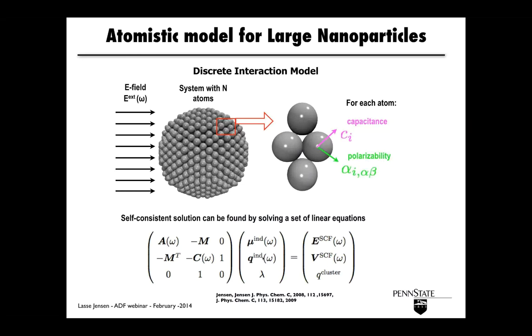Okay. And there are a couple of different formalisms implemented in ADF. One where you only use polarizabilities, which is typically most suited for larger metal nanoparticles, and one where we have both capacitance and polarizabilities, which is most suited for small particles. And we're going to see an example where we use this polarizability-only model, called pDIM.